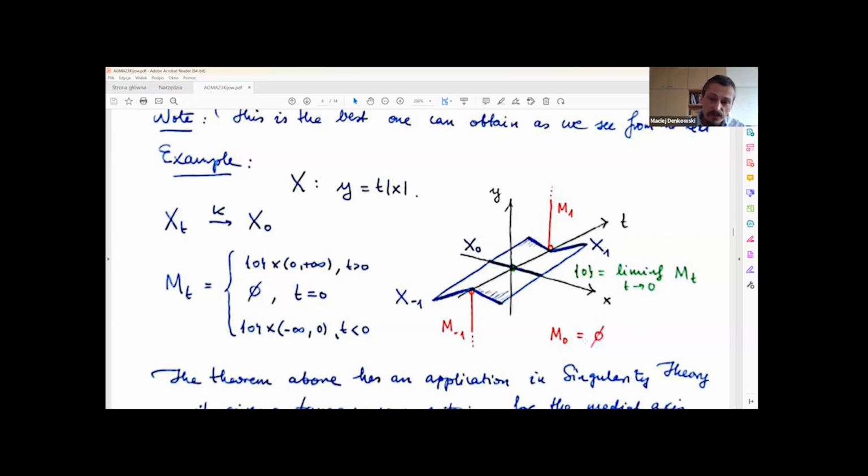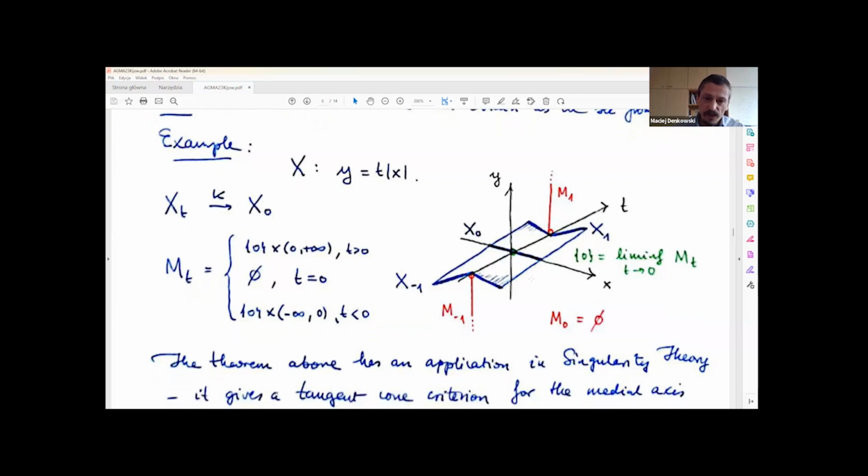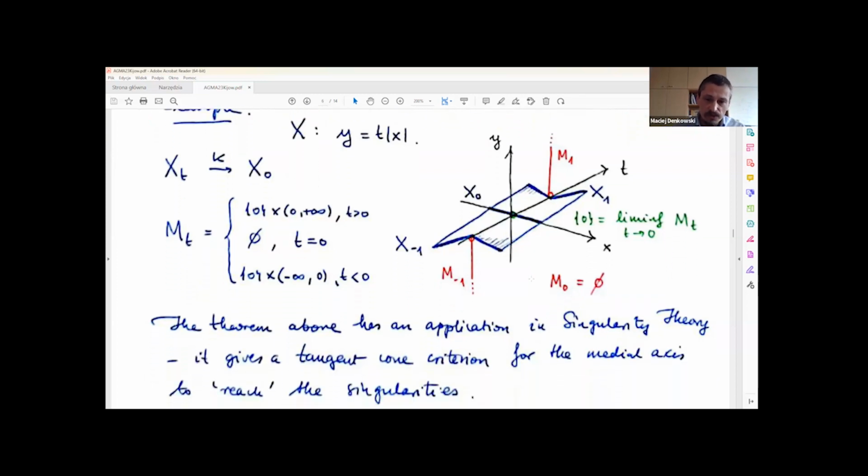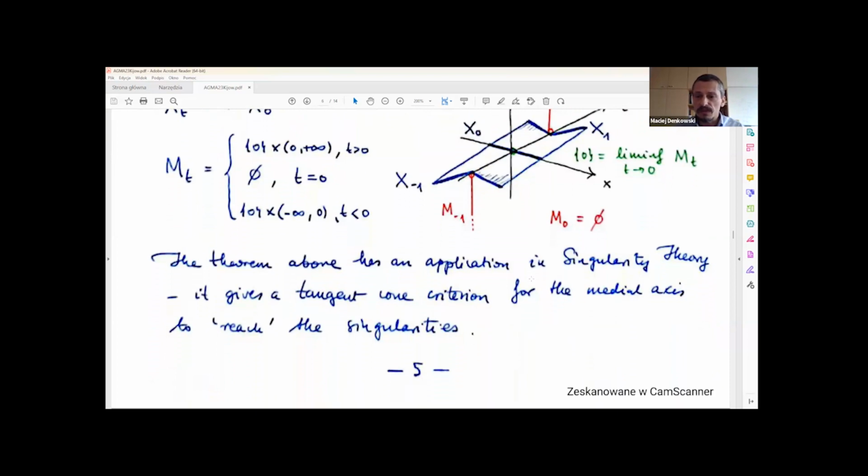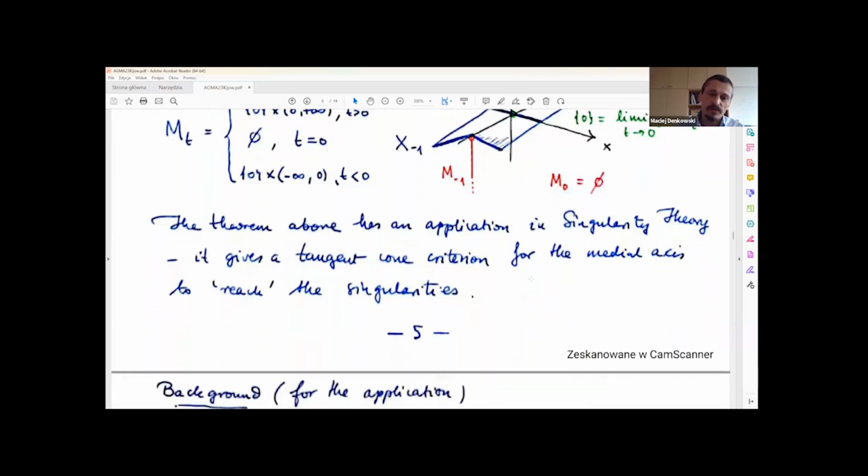While the medial axis of the section at 0, which is just the graph of the identically zero function, is empty because it's a convex set. So this shows that we don't really have a possibility of obtaining a better result.